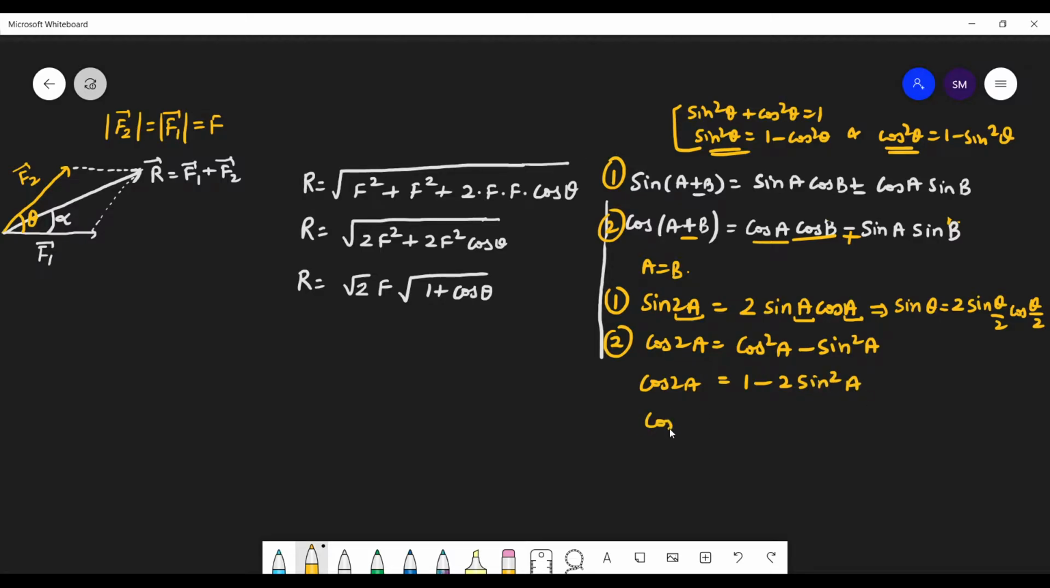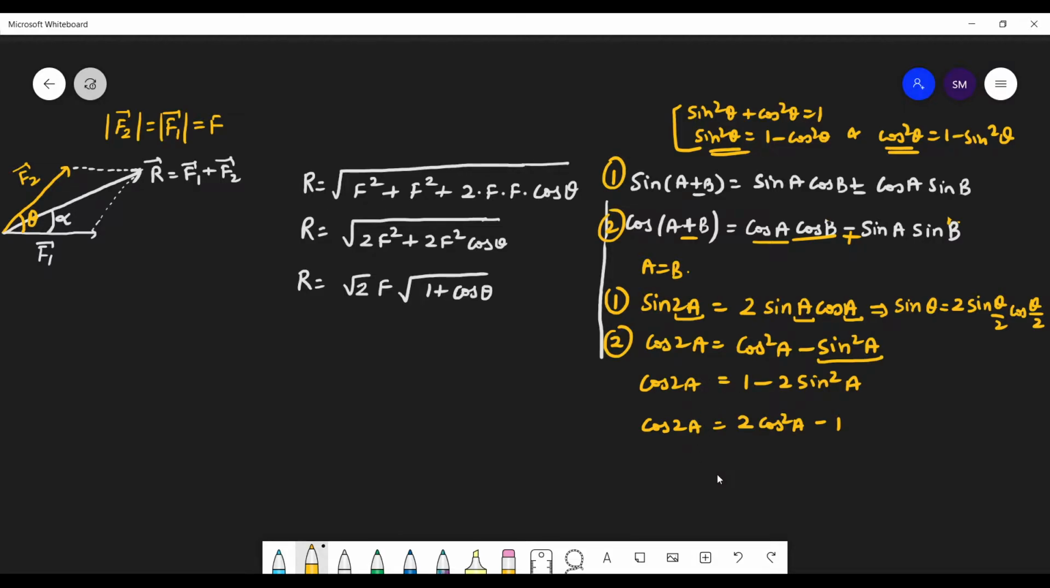Now put the value of sin square A. So putting the value here of sin square A, what do you get? 1 minus cos square A. But here I have minus. So minus 1 and then plus cos square A, plus cos square A. So 2 cos square A and then minus 1. So these are the three important formulas that you have got.